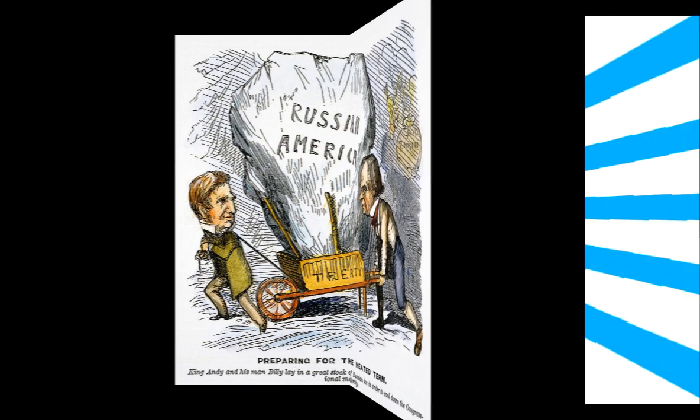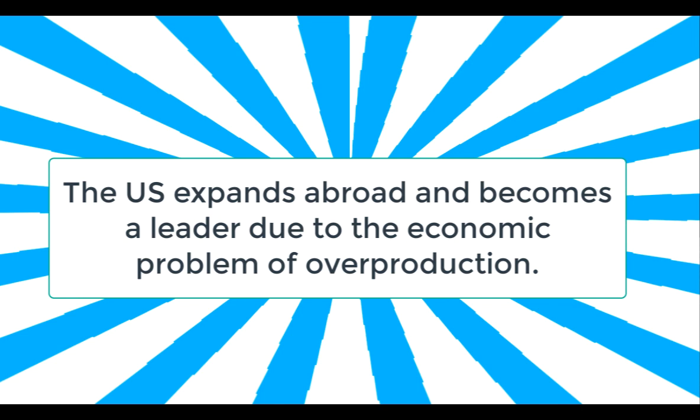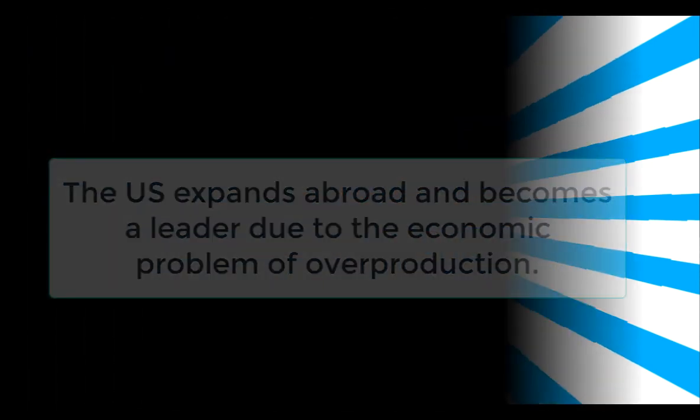So what's my thesis? Overall here, what I'm going to argue is that American industrialization in the late 1800s, so 1875 on out, creates the conditions for American expansion into a more global role due to the problem of what's called overproduction.